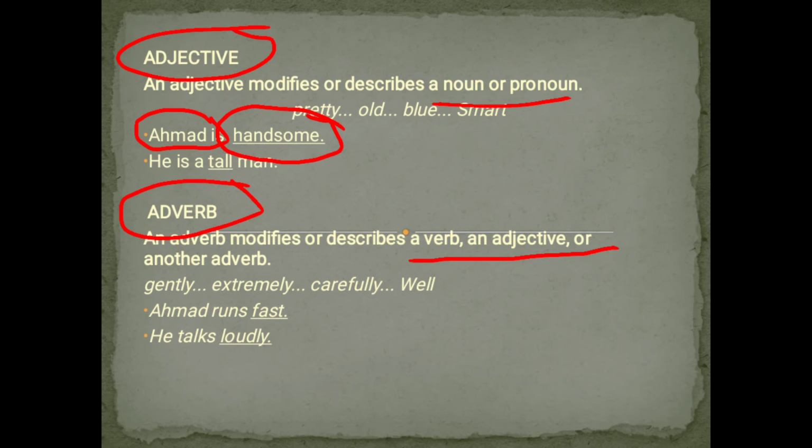He is a tall man. The word tall is an adjective. Alright, same is the case with the adverb as with an adjective. It shows and adds more information to a verb. For example, gently, extremely, carefully, and well. Ahmed runs fast. The word fast shows more information about the verb. That's why we call it an adverb.